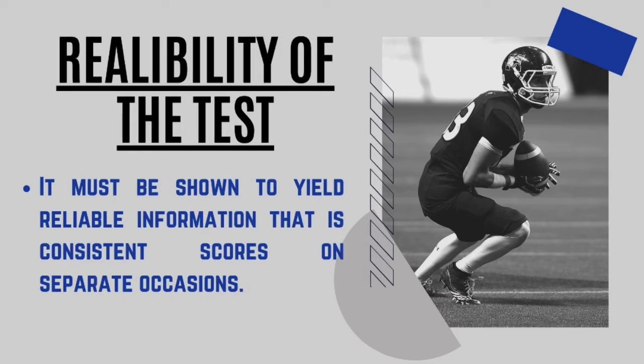Next is test reliability. Before a test can be useful as a measurement tool, it must be shown to yield reliable information, that is, consistent scores on separate occasions. For example, in our lab, the consistency that we need is the layout of the scoring pattern. So we need to make a scoring pattern on the wall and measure every block of score with the same measurement to make it consistent.